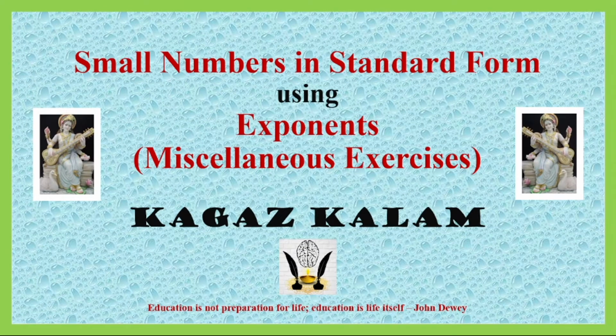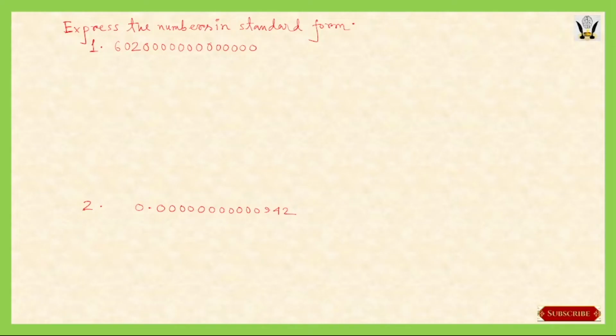In today's class, we will see the usual and standard form of a decimal number, and we will also see how we can convert a decimal number from standard form to usual form and from usual form to standard form. And we will also see at the same time how we can use exponents, be it positive exponent or negative exponent, to express small numbers in standard form. So let's start the class.